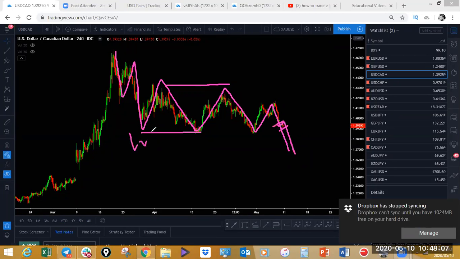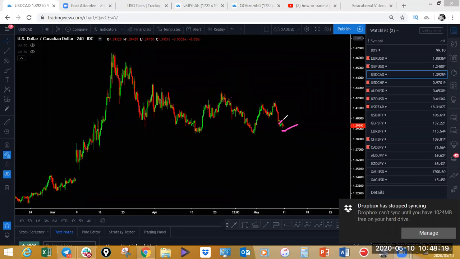The structure is WXY. We're still looking for continuation to the downside. That's why we got this one from here, and then we're still looking for it to come down. So that's a simple structure on US dollar CAD. This is still continuing to the downside.